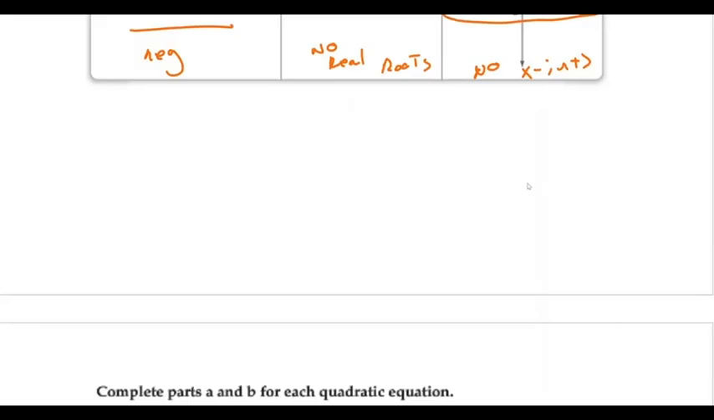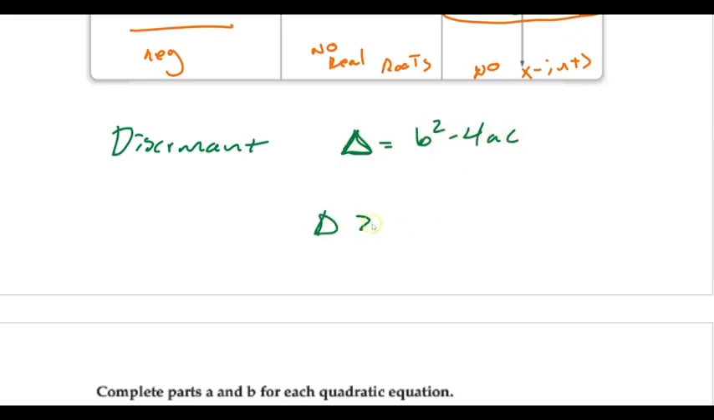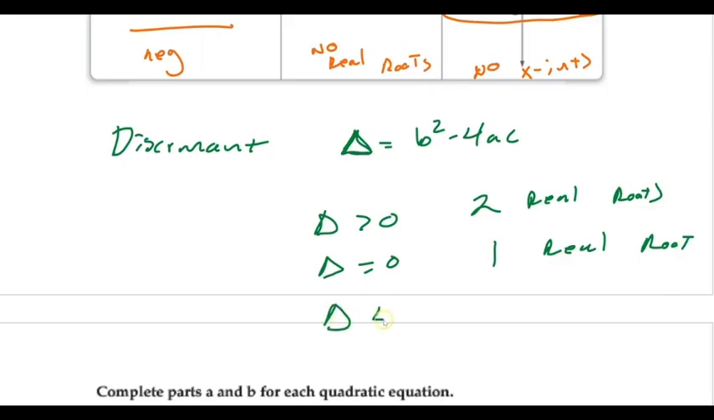Let me write it again a little nicer. For the discriminant, we use a triangle. That's the formula for it. Triangle is b squared minus 4ac, just the thing underneath the radical. If that thing is positive, that means you have 2 real roots. If that thing equals 0, that means it cancels out, you only get 1 real root. And if that thing is negative, that means you have a negative underneath the radical, so you have 0 real roots, or 2 imaginary. So that's what the discriminant is.